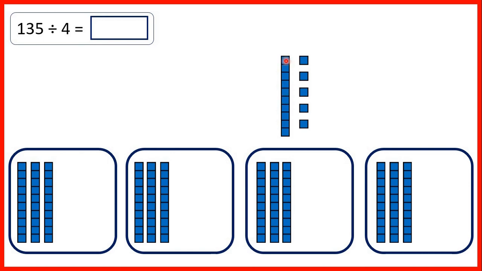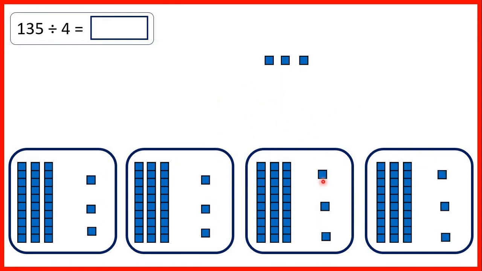What we can do is exchange this 10 for 10 ones. So now we can share out our ones. We can share out 12 ones to get 3 ones in each group, but we can't put these 3 ones into groups because then this group here wouldn't have as many, and when we divide, we need to make equal groups. So our answer is 33 remainder 3 because we have 3 tens and 3 ones in each of our groups, but then we have 3 that we can't share out.